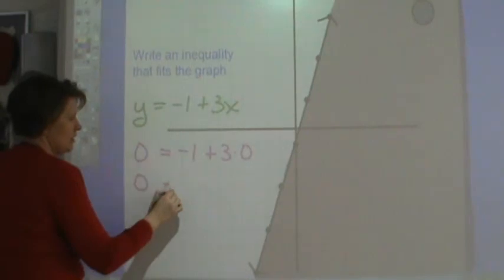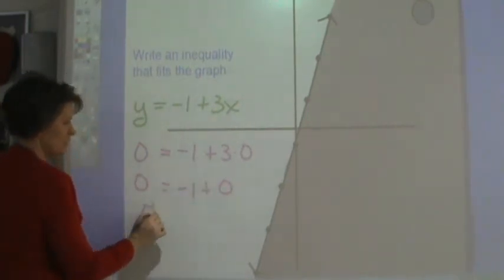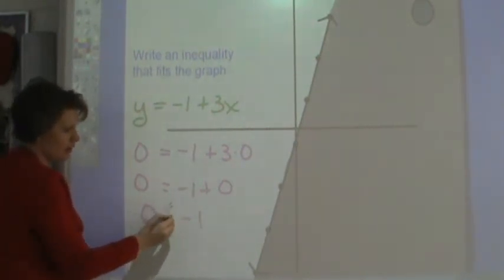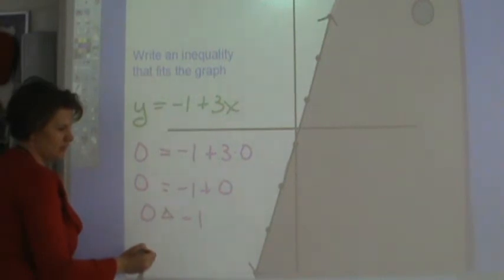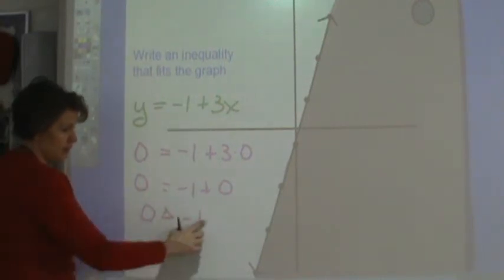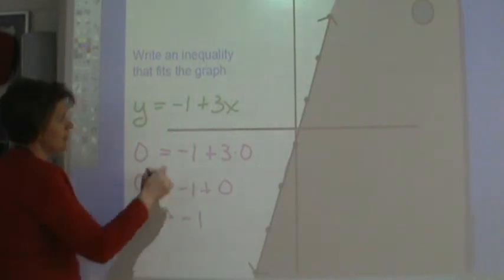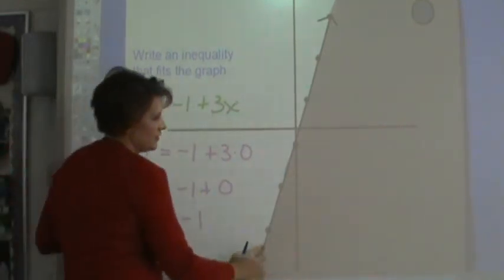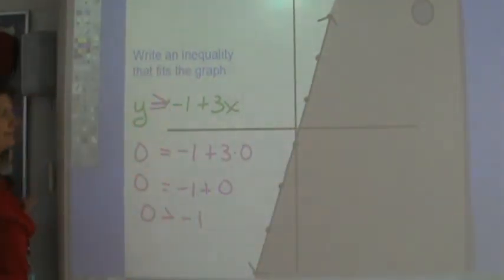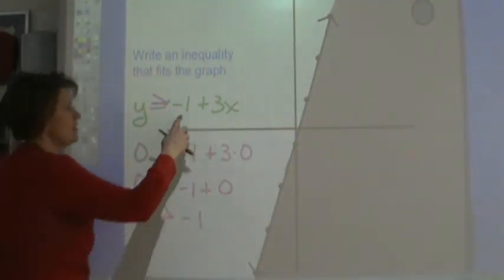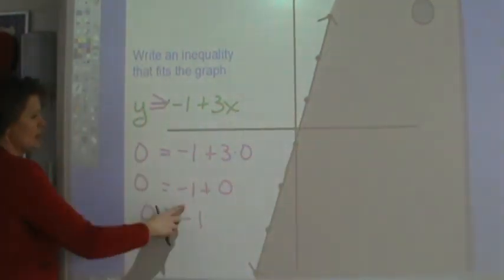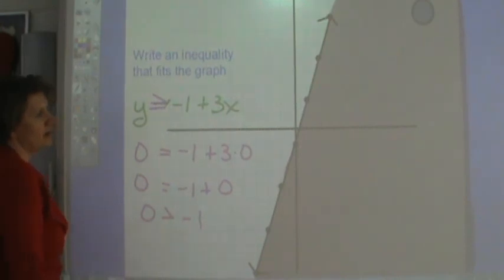Okay, so 0 equals negative 1 plus 0, so 0 and negative 1. All right, what symbol is going to have to go in here to make it true? 0 is greater than negative 1, correct? Okay, so that's the symbol I want here, is greater than, and then it's also going to be greater than or equal to because we have a solid line. Okay, and then let's check it. Starts at negative 1, goes up 3 over 1. It's a solid line. We tested the origin, and 0 is greater than negative 1, so we're good.